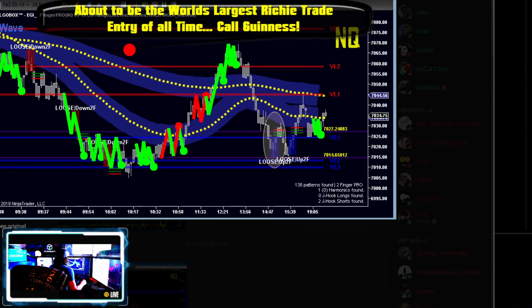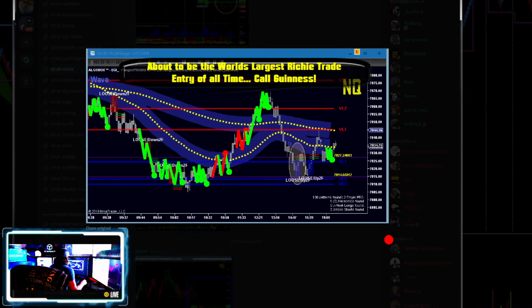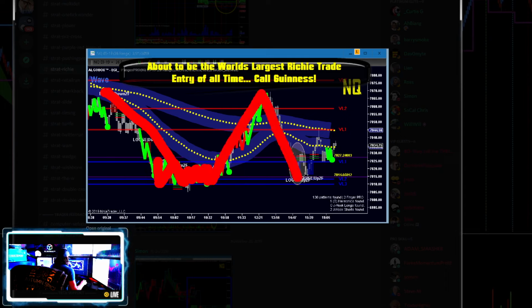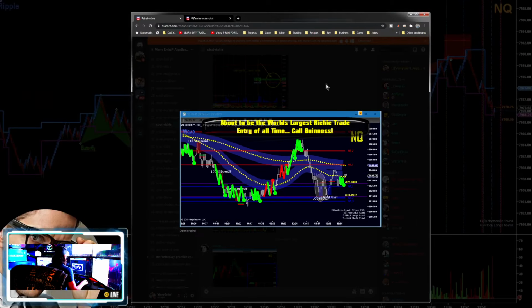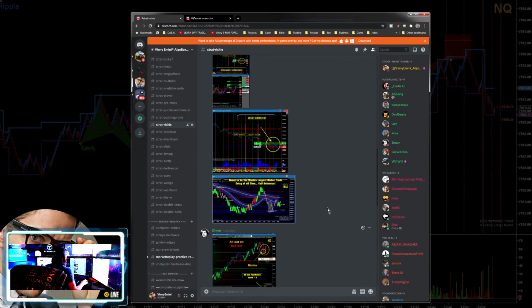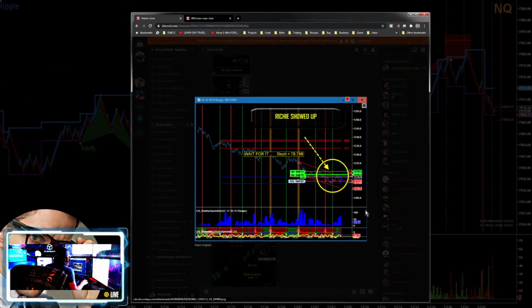Okay, here's one that's not on an algo bar chart. We've got about the world's largest Richie trade, call Guinness. Actually, this is a little bit of a joke here, but we had the big down move, a lot of boom, boom, huge Richie trade, and this ends up going on and on and on forever. This is a 26 range chart, but that ended up being a huge Richie trade, showing an example of something that was non-algo bar.